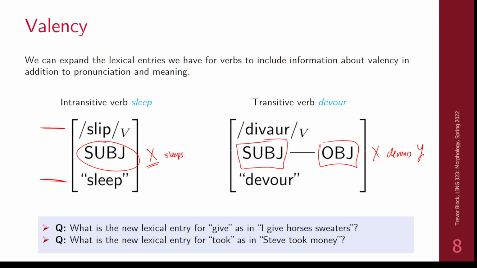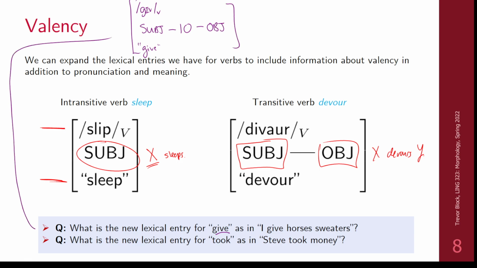So now, how would we do a new lexical entry for give, as in "I give horses sweaters"? Well, we can do the pronunciation. So there's give as a verb. The meaning is give. And in "I give horses sweaters," it takes a subject. It gives sweaters to something, horses, so it takes an indirect object, and then it takes a direct object, or we'll just call it OBJ for object. So that would be the entry for give, and the entry for took would look very similar to the one for devour, because it is transitive.